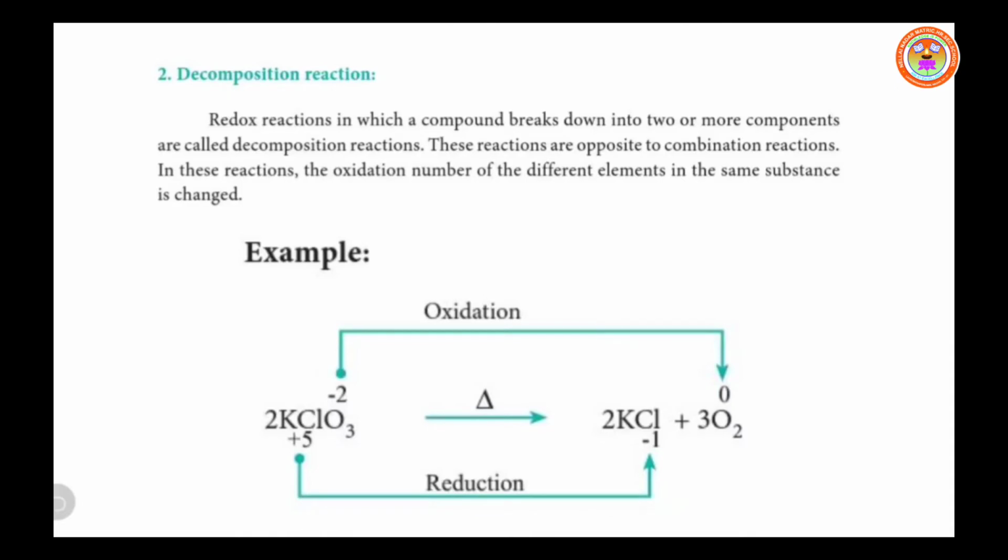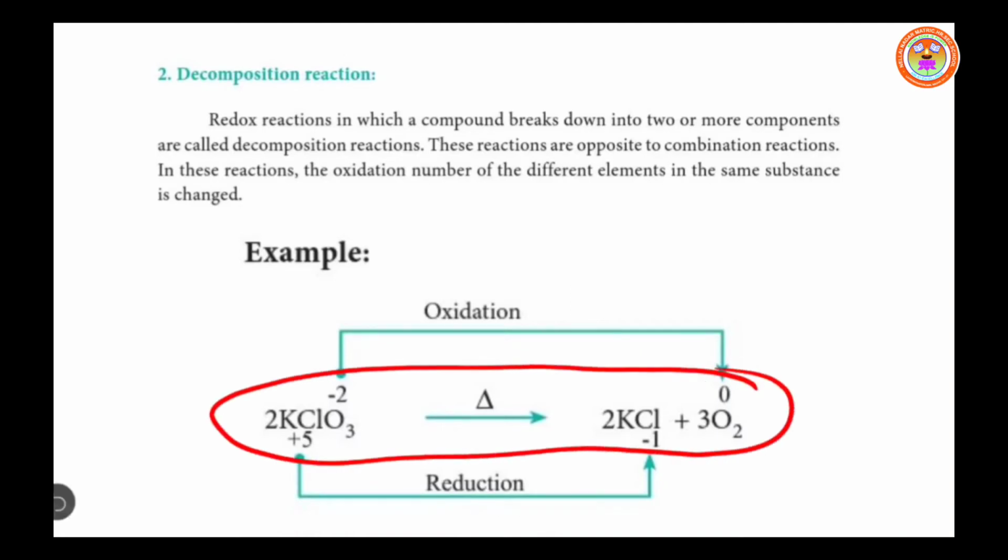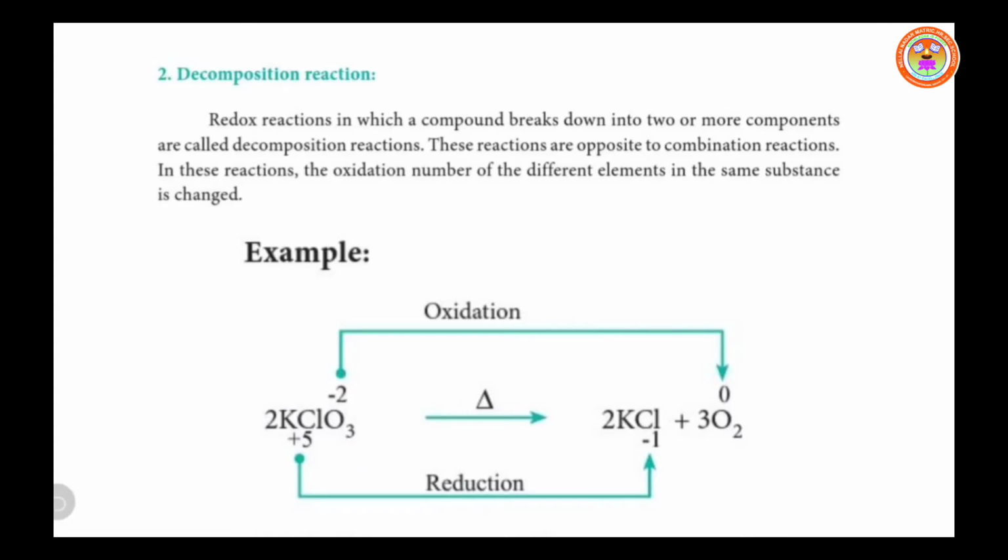When potassium chlorate, KClO3, is heated, it will undergo decomposition into potassium chloride, KCl, and oxygen, O2. So the balanced equation for the decomposition of potassium chlorate is 2 KClO3 gives 2 KCl plus 3 O2. Now we can see the oxidation number of the elements and find out which element is undergoing oxidation and which is undergoing reduction.